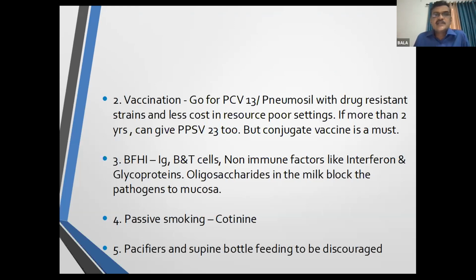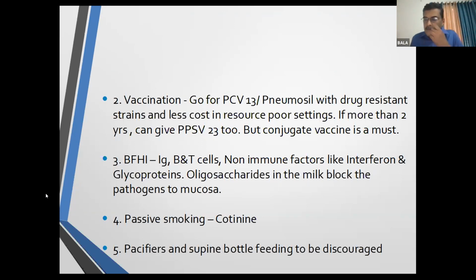And second is vaccination. You should always go for a pneumococcal conjugate vaccine. And as sir said, Haemophilus influenzae, 3 doses are taken. Better to take the booster dose at 1.5 years also to get complete protection. And promote BFHI. Breastfeeding is very important. The immunoglobulins and B and T cells in the breast milk and the non-immune factors like interferon and glycoproteins all will help in preventing otitis media. And the oligosaccharides in the milk will block the pathogens entering the mucosa.